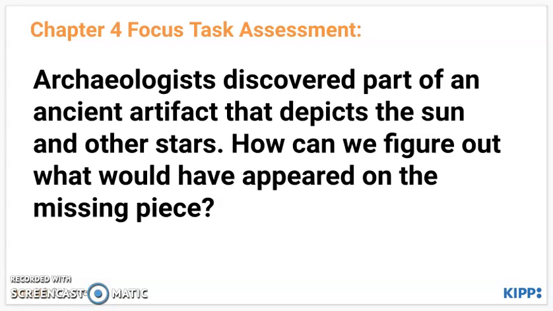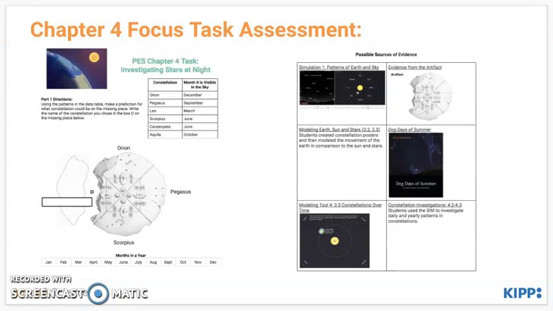This task brings us back to our big unit question. In the Chapter 4 task, students will make a prediction about what constellation appears on the missing piece by identifying patterns and data. They will then write an argument about the constellations using evidence from the artifact and from class. Pause and take a minute to complete the Chapter 4 focus task now.